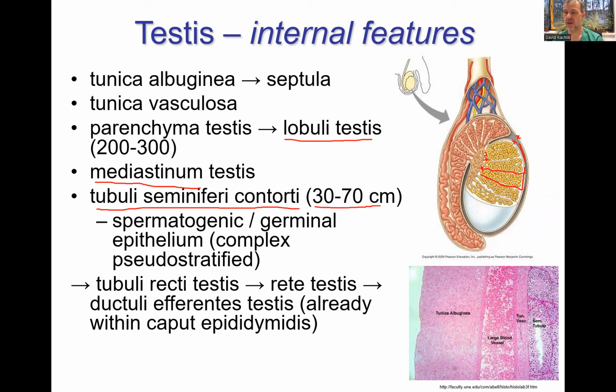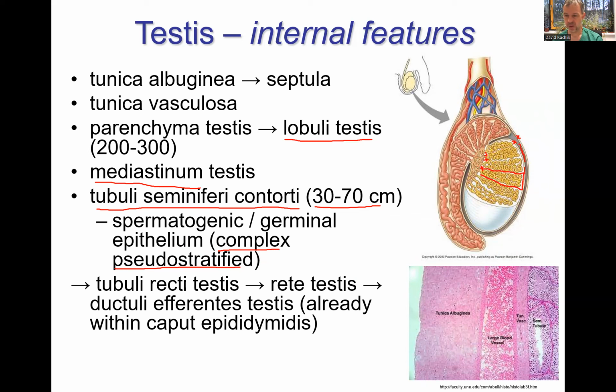So you can see it's a tubular composed gland, and the epithelium inside the tubulus is very special. It's a complex pseudostratified epithelium. It's unique in the human body, and it's called spermatogenic or germinal epithelium.